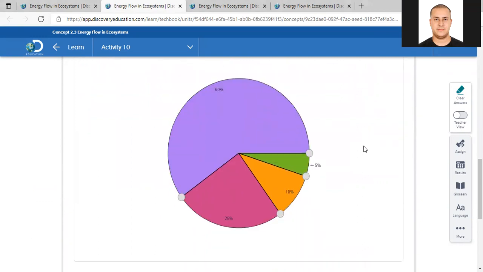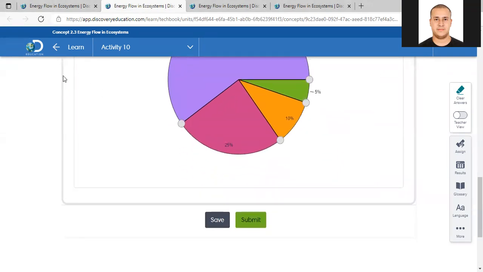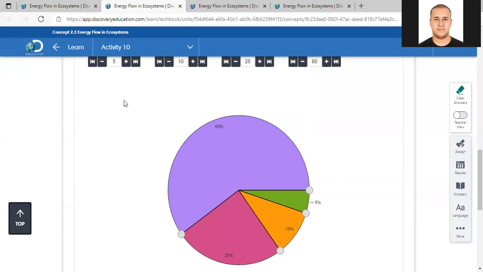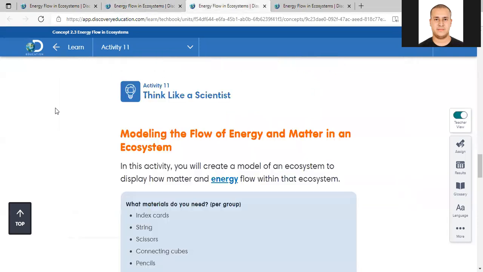Now, this is the correct one. 60% are producers, plants, then 25% mice, the primary consumers, then 10% snakes, the secondary consumers, and 5% hawk. This is the tertiary consumer. Great effort, guys. Thank you. Then let's go to activity number 11.